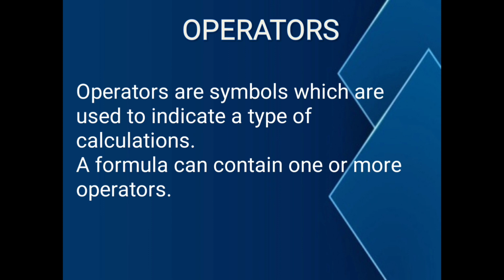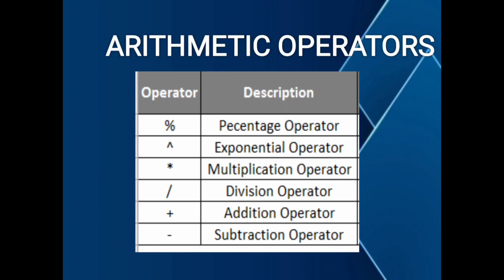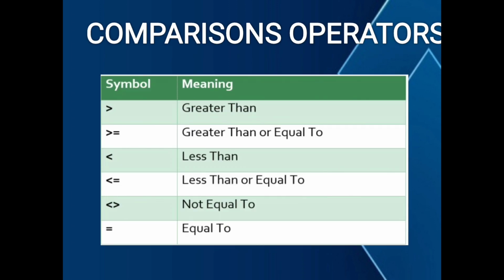Okay, coming to next, operators. So operators are symbols which are used to indicate a type of calculation. A formula can contain one or more operators. Okay, the first is arithmetic operators. These are basically used for arithmetic, mathematical calculations, like percent operator, exponential operator, multiplication operator, division operator, addition operator, subtraction operator.